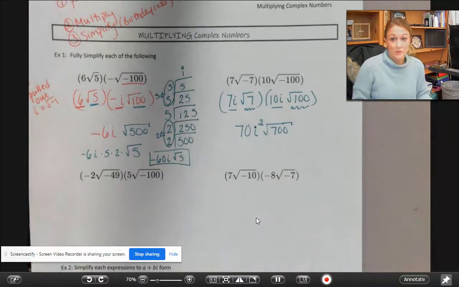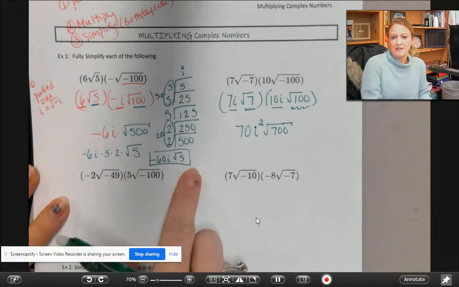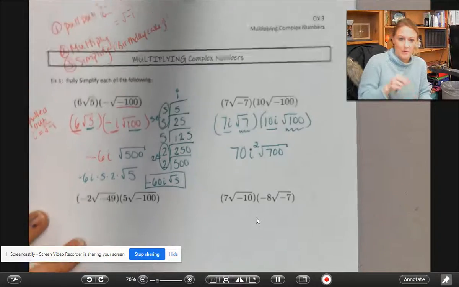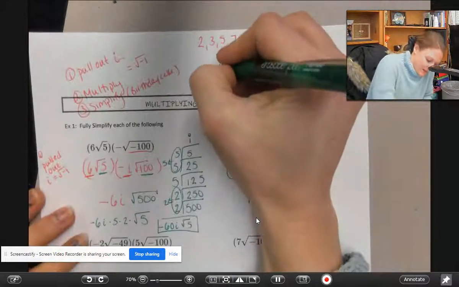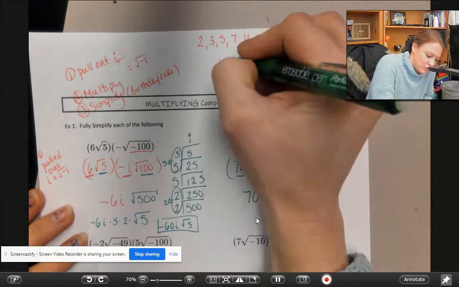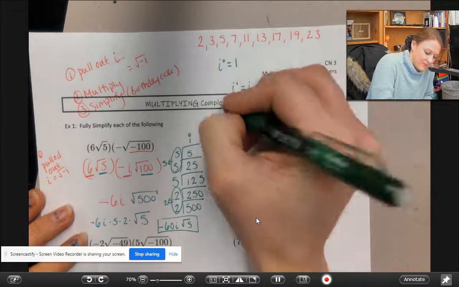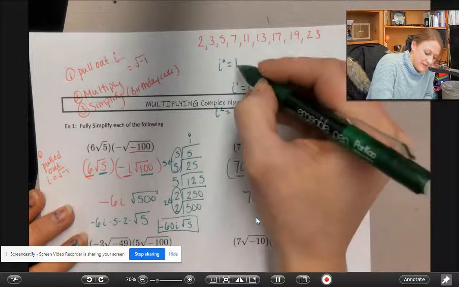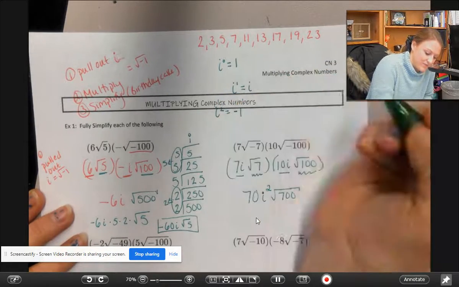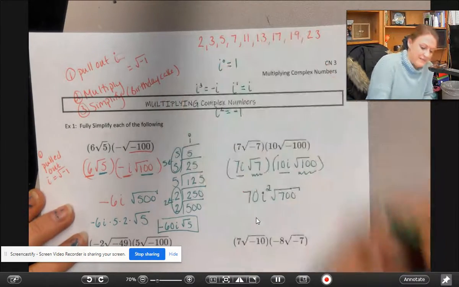Okay, now here's what's weird. This one we had an i and we left it in our answer, okay? But we have to think of our chart here. So i to the 0, if we ever have an i to the 0, that's equivalent to 1. If we ever have i to the 1, that's an i. i squared is the opposite of this, which is negative 1. And then i to the third is going to be a negative i.